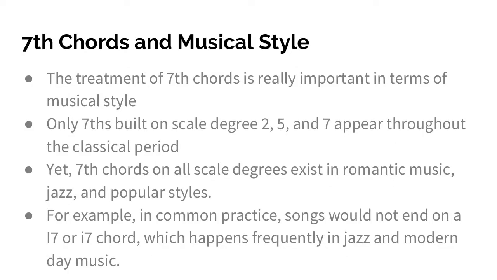The treatment of seventh chords is really super important in terms of musical style. Only sevenths built on scale degrees 2, 5, and 7 appear throughout the classical period. That's really important. You won't really see a 1-7 or a 6-7. Those are things you'll see in jazz and whatnot, but you really don't see them in the classical period. Yet seventh chords on all scale degrees exist in romantic music, jazz, and popular styles.